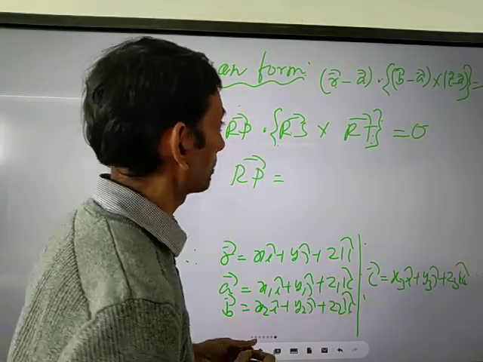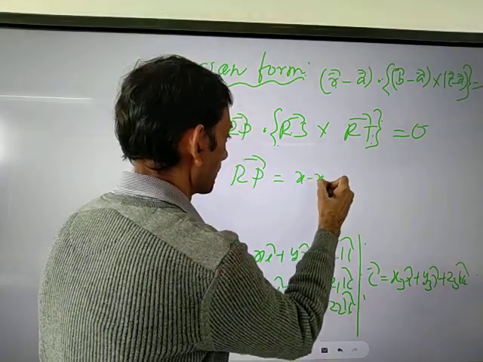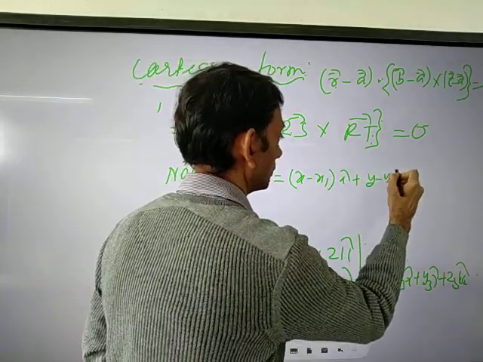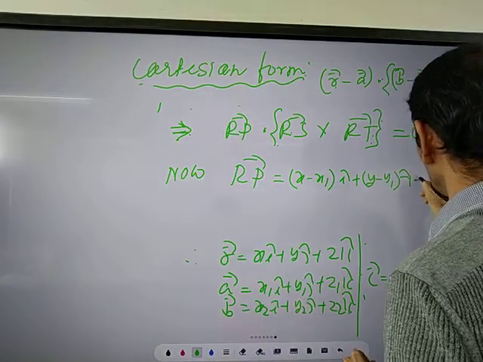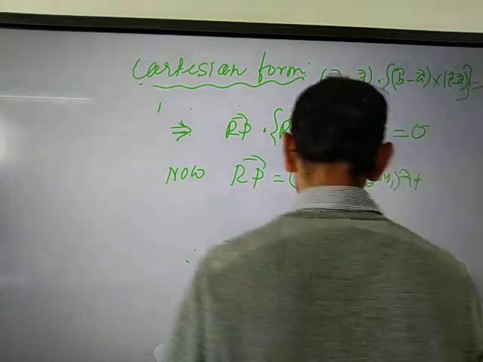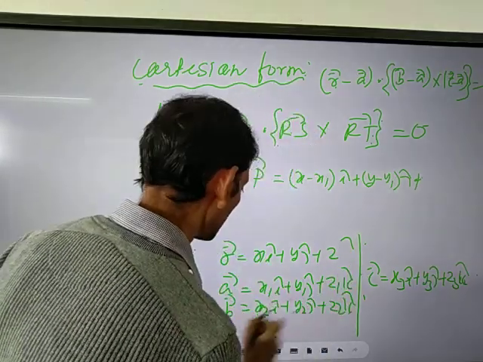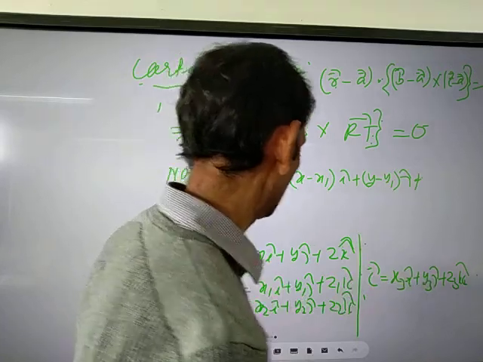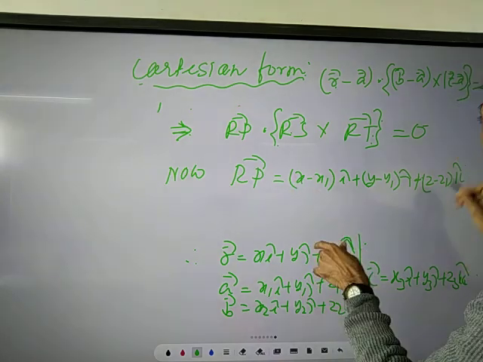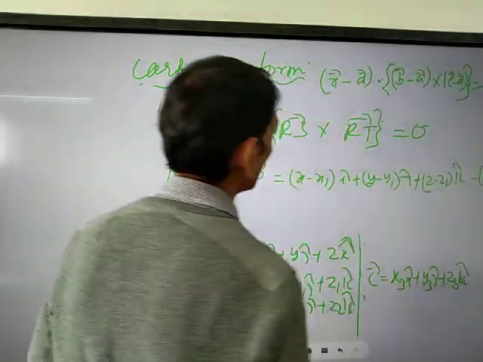Now rp is r minus a. So just subtract: x minus x1 i cap, then y minus y1 j cap, and z minus z1 k cap. This is z k cap, so z minus z1 k cap. You can just mention, say this is 1. Fine. Now next, b minus a.